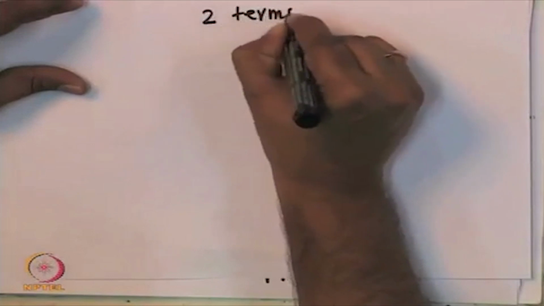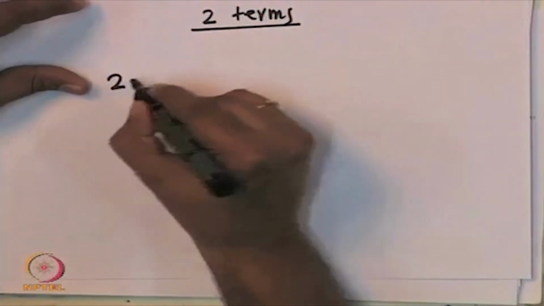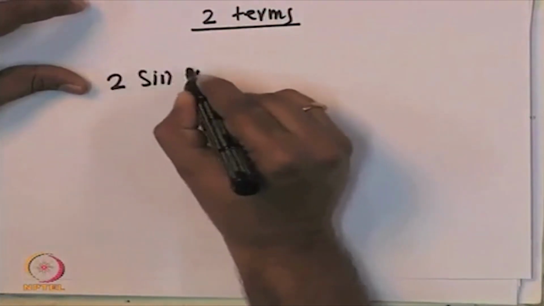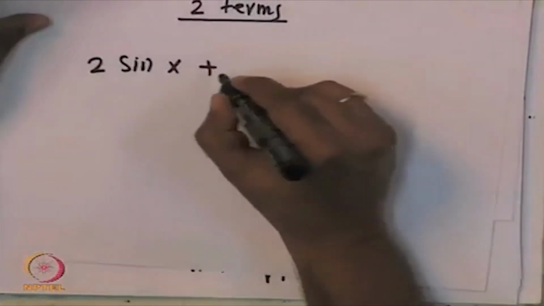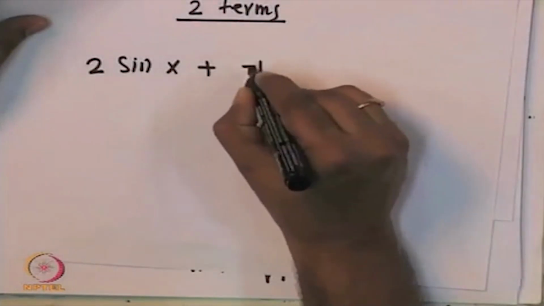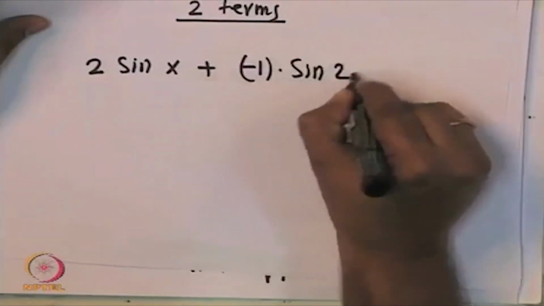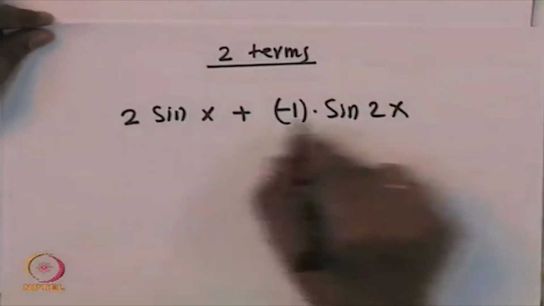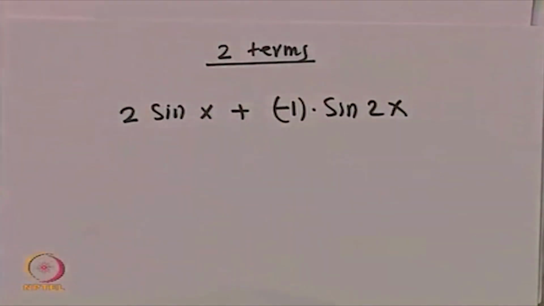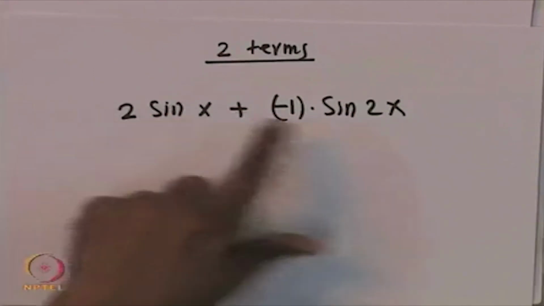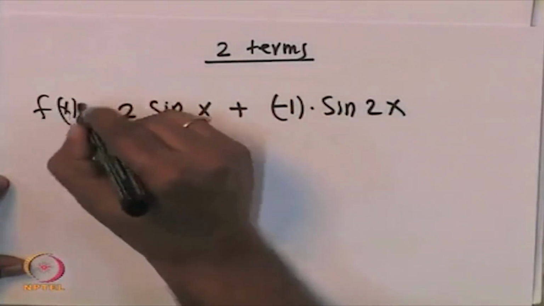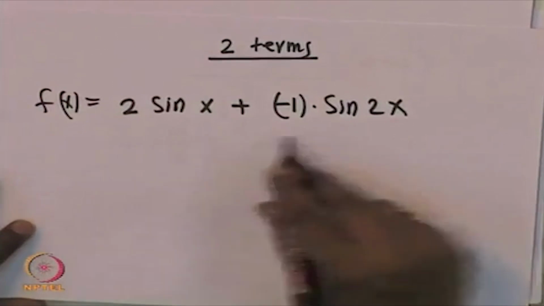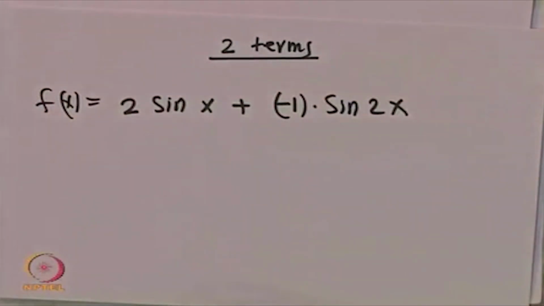If you take the two terms, what do you get? You get 2 sin x plus minus 1 into sin 2x. So, this is the first two terms. If you expand the first two terms in the series, let us see what we get. If you take this as your f of x, that is only two terms in the sum of the series, what do we get? Let us plot this and see.